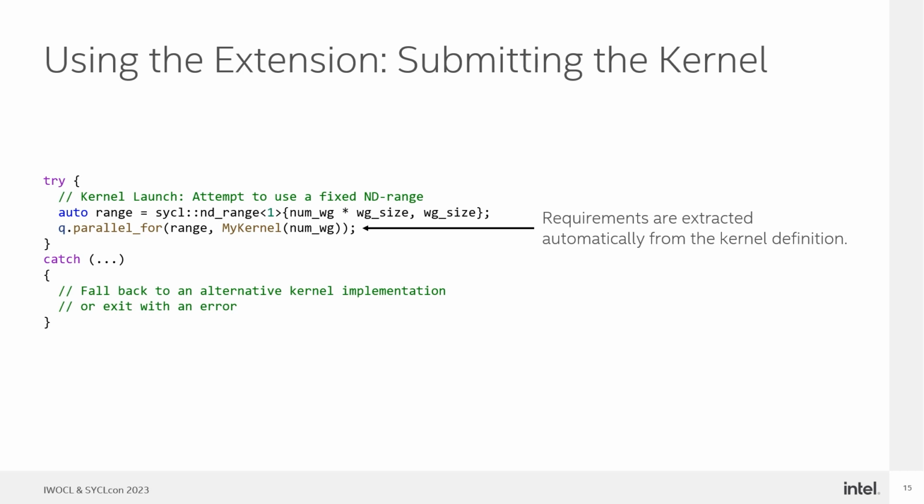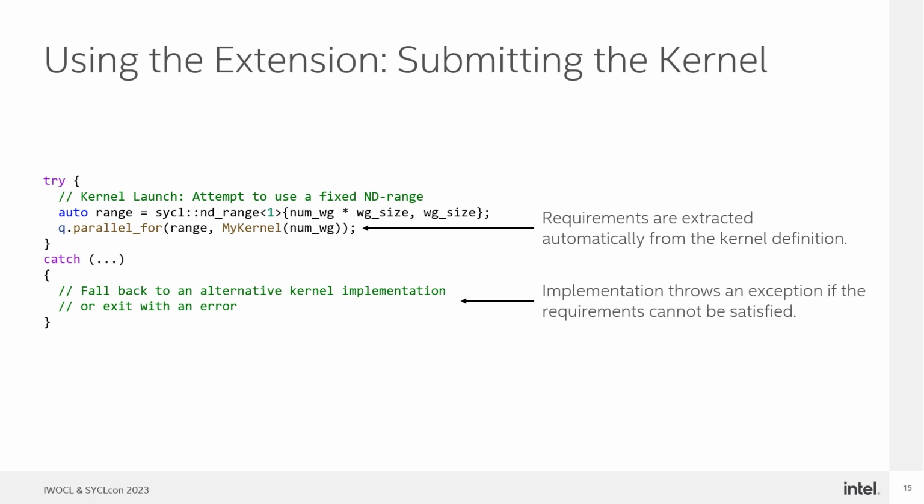And I should note at this point that it is technically possible for developers to provide a property list at launch time, so add a property list to the parallel for if that's what they want to do. And this is actually the only option if you have a kernel represented by a lambda expression instead of a kernel functor. But our recommendation is for developers to use kernel functors for these sorts of special kernels with special requirements because it helps to avoid mistakes.